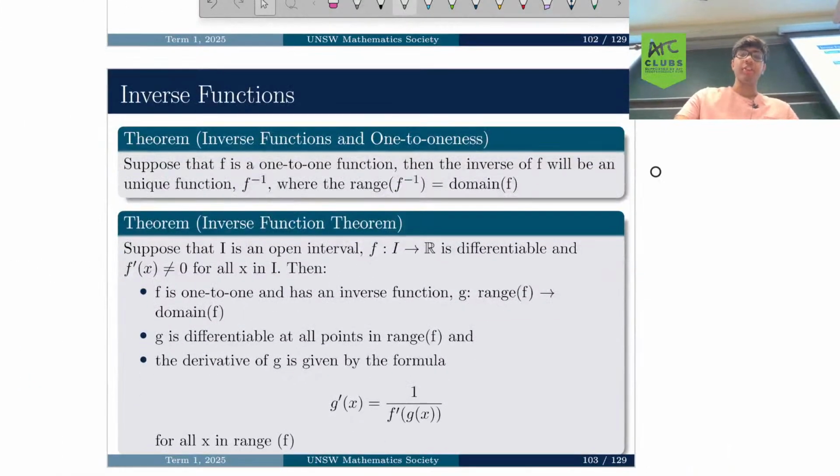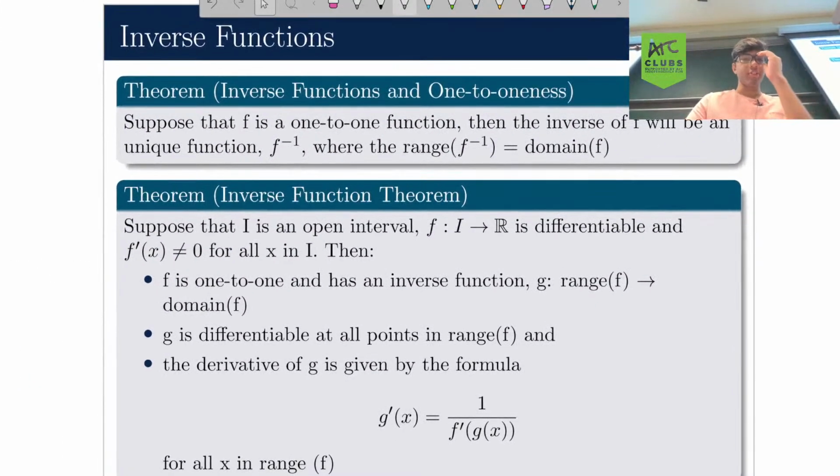Finally, or at least finally for my part, inverse functions. Suppose that a function is 1-to-1. The inverse of f will be a unique function. We normally note it with a little -1 in the power, where the range of f inverse is the domain of my original.